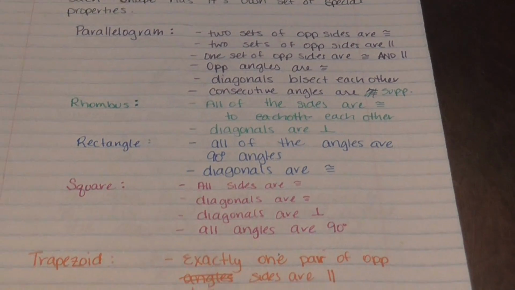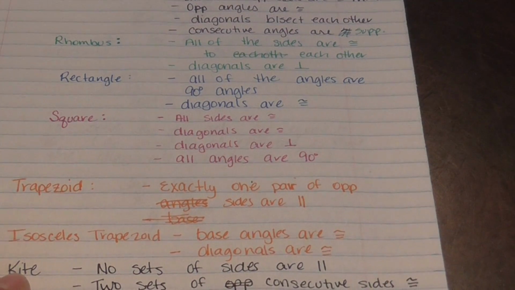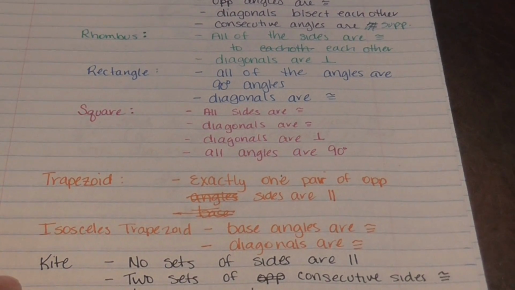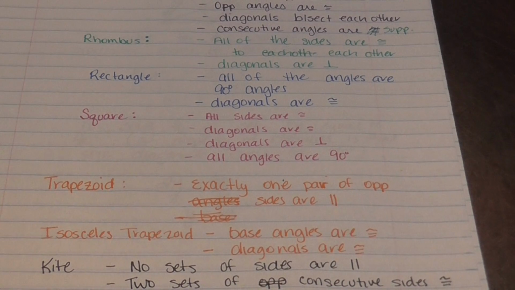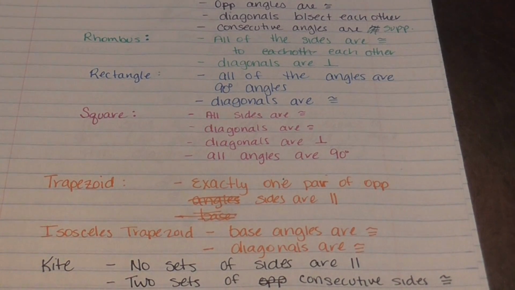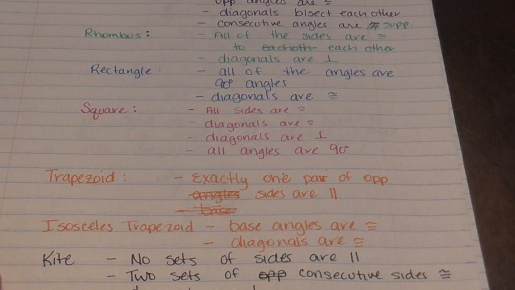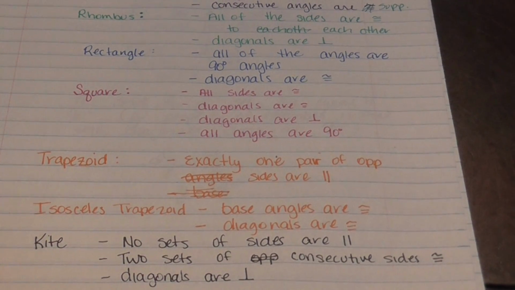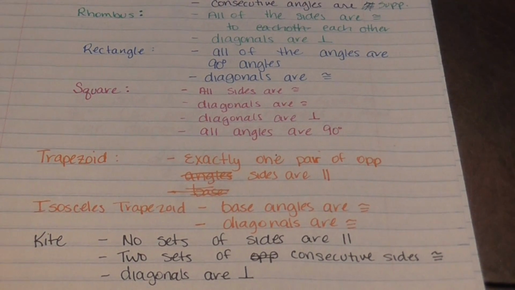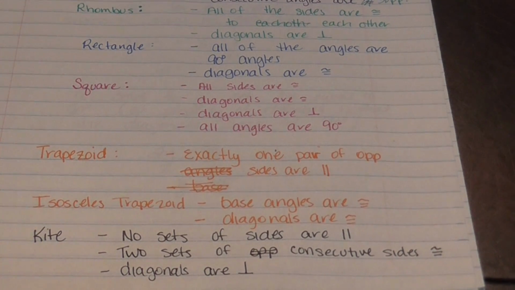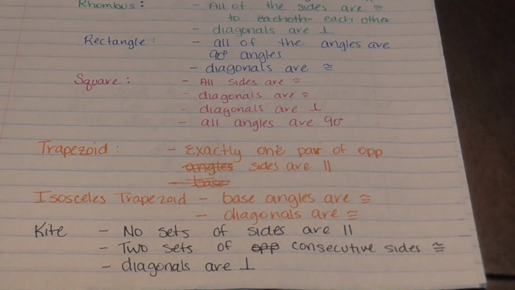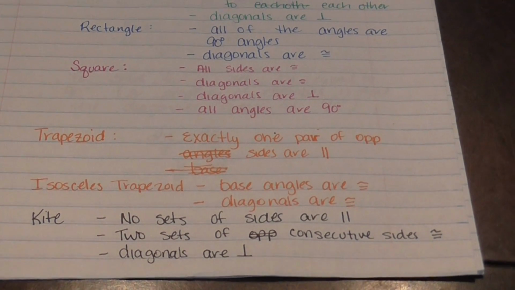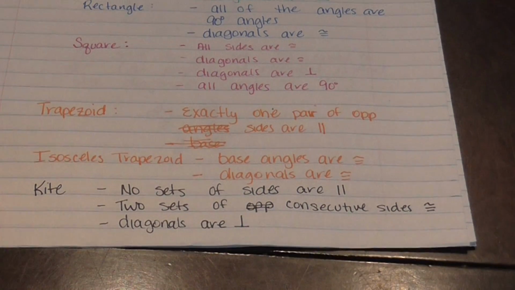Now a trapezoid has exactly 1 pair of opposite sides that are parallel. That's all the special properties of trapezoid. 1 set's parallel, the other set's not. An isosceles trapezoid, however, has congruent base angles and congruent diagonals. What makes the isosceles trapezoid isosceles is that the sides that aren't parallel have the exact same length. Kind of like an isosceles triangle that's had the top cut off of it.